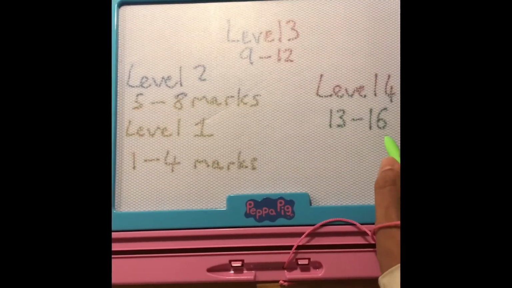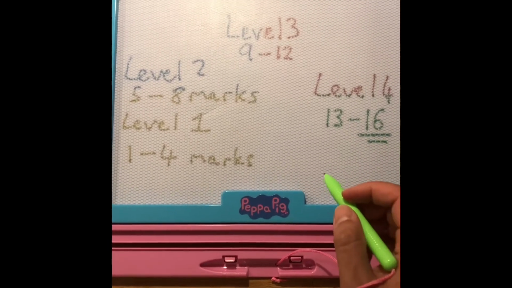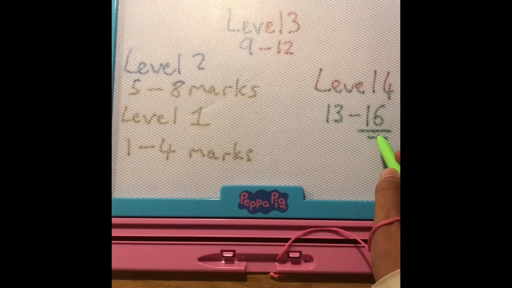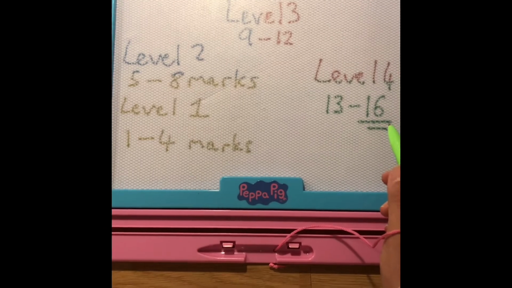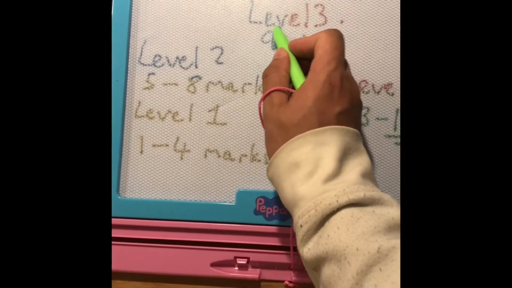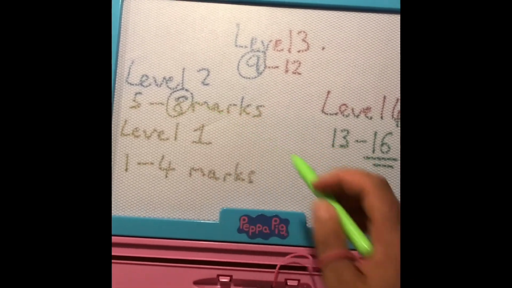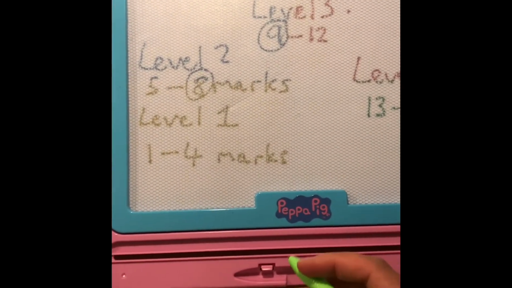Now, if you look here, our maximum marks for this question is 16 marks. So are we realistically going to be getting 16 marks? Very few people are. And are we realistically going to be hitting level 4? There are a few people that could hit level 4. So my focus is trying to get everybody here 9 marks, level 3, and at the higher end of level 2 on 8 marks.